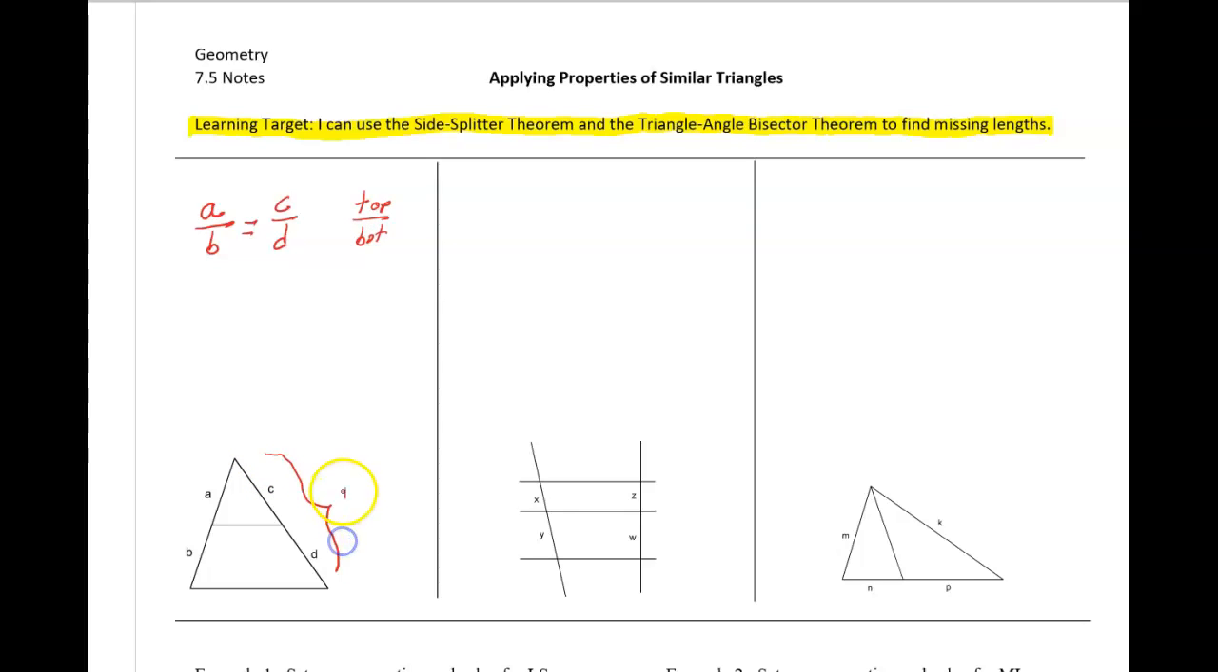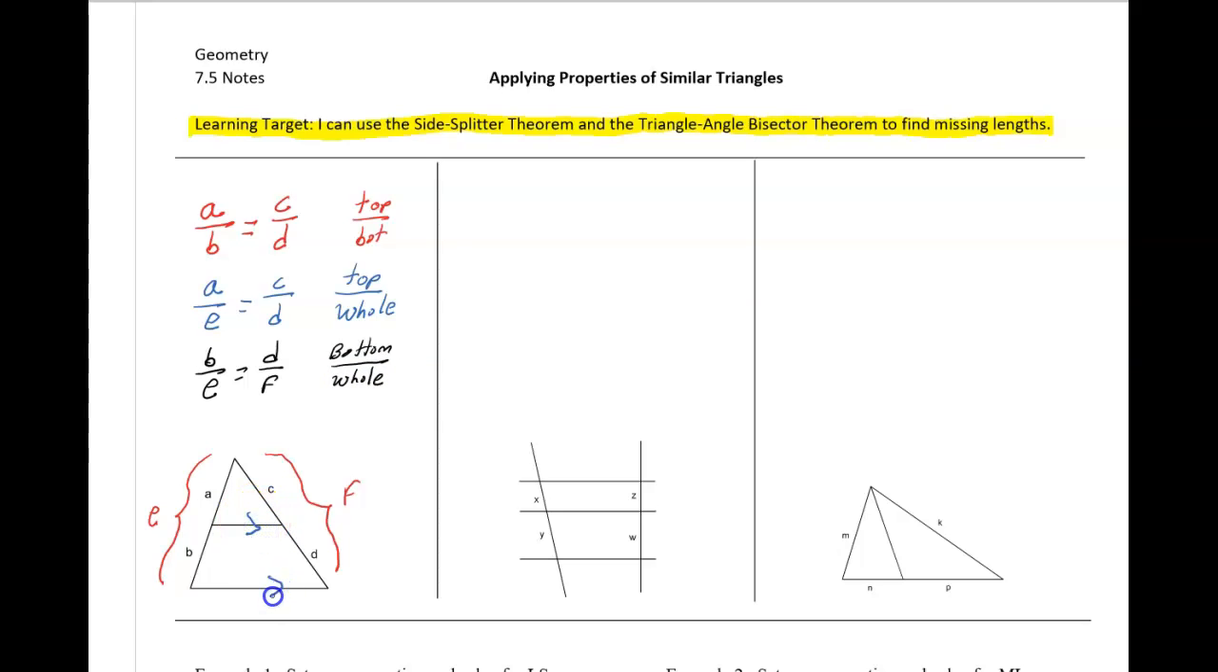If we were to add the letter F here, and we were to add the letter E for the whole side, it actually turns out that A over E is equal to C over D. So you could say the top part to the whole, I'm going to call E the whole, and it even turns out that B over E is equal to D over F, meaning the bottom piece over the whole, which is E and F, are actually equal. And for clarity, I do want to mark that these two lines are parallel.